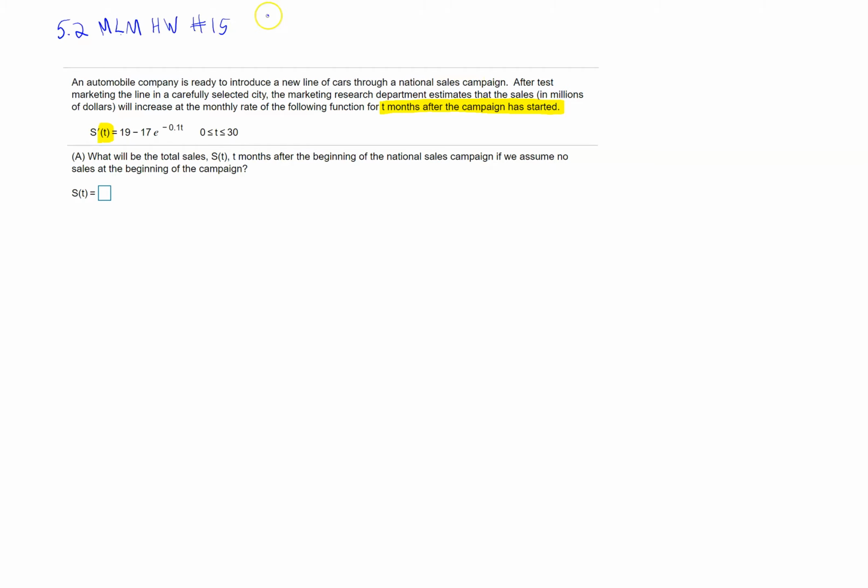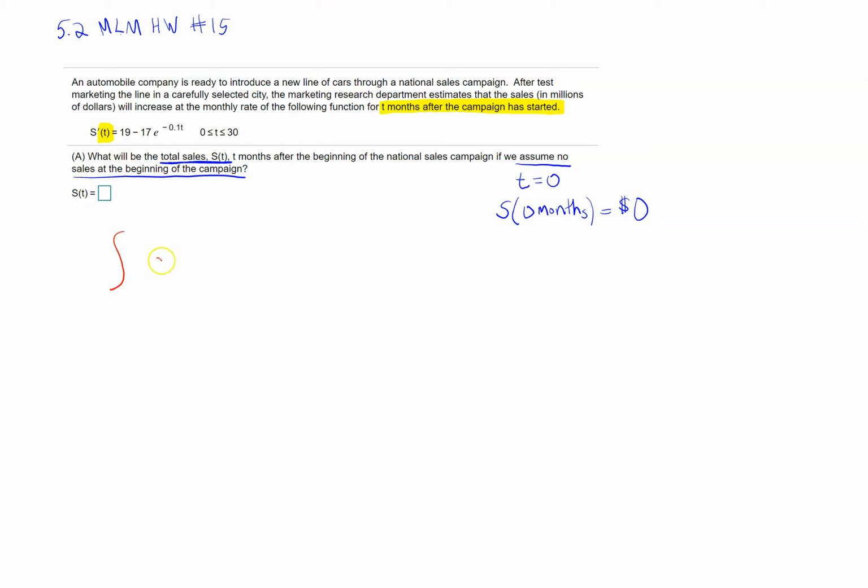But then we're being asked to find the total sales S of t months after the beginning of the national sales campaign if we assume no sales at the beginning of the campaign. So the beginning of the campaign would be time 0, right, at month 0. And they're assuming that if you plug 0 months into the sales function, which we'll find by doing the antiderivative, we should get $0 out. So plugging in 0 months should get us $0 in sales. So we'll use that information to find a particular sales function, but let's start by finding that generic sales function.